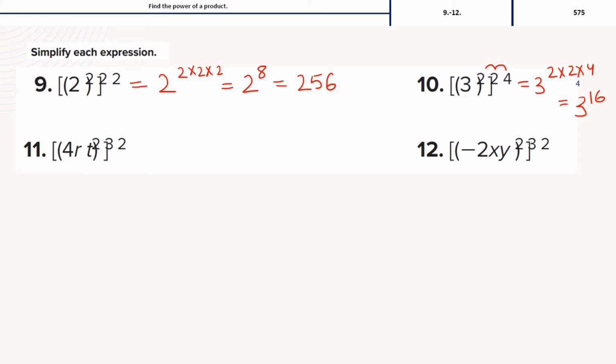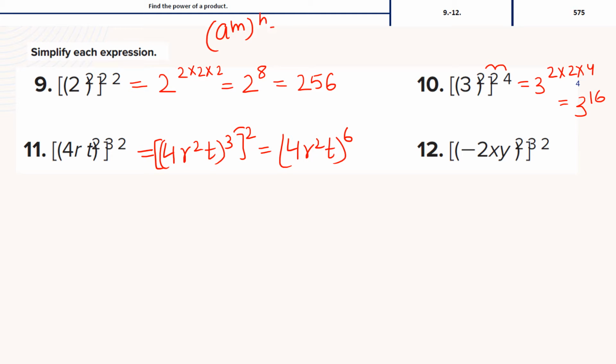You have (4rt square) whole to the power 3, whole to the power 2. So let me write it in a different way: (4r square t) whole to the power 3 and whole to the power 2. So there are two powers, 3 and 2, they will get multiplied. So this can be written as (4r square t) whole to the power 6. Remember, when there are two powers and they are raised to each other, we are using the law (a to the power m) whole to the power n. The powers get multiplied, m multiplied with n.